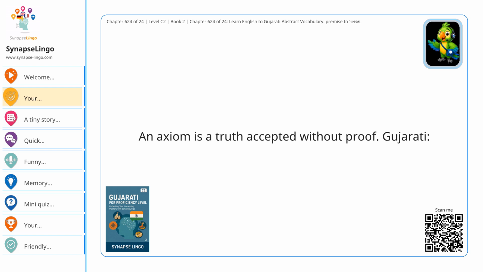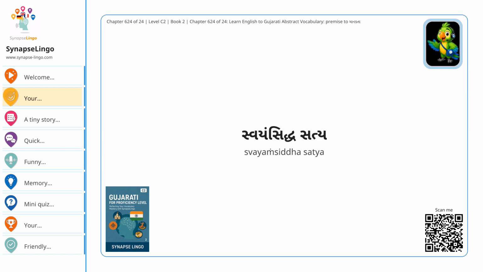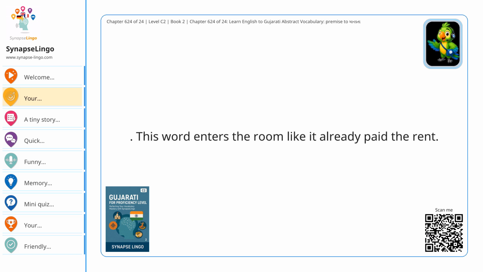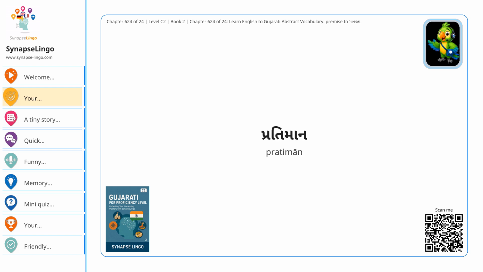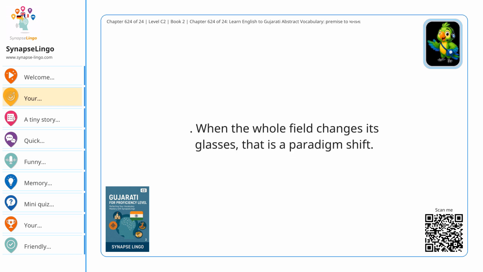An axiom is a truth accepted without proof. Gujarati. સ્વયં સિદ્ધ સત્ય. This word enters the room like it already paid the rent. A paradigm is a model or way of seeing things. Gujarati. પ્રતિમાન. When the whole field changes its glasses, that is a paradigm shift.